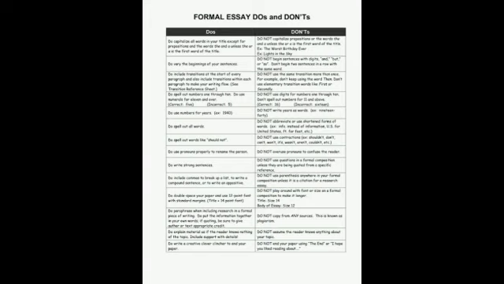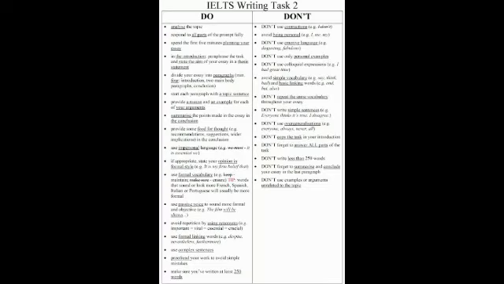Tip number 9. You have 40 minutes to write your task 2 essay. Make sure you give yourself up to 5 minutes to plan your answer before you start writing. Also leave 5 minutes at the end to review your answer and check for mistakes.